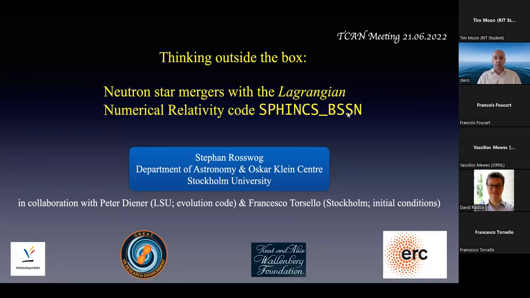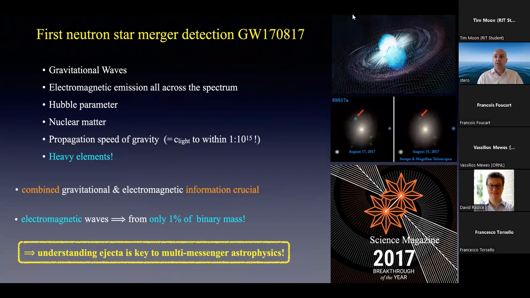So, well, let's maybe just start. I don't think I have to introduce terribly much about why this is an important topic. We all probably know about this first double neutron star merger detection. And that was wonderful because we have really learned a lot. Gravitational waves and electromagnetic emission were detected, and the Hubble parameter was determined. We got some constraints on nuclear matter, very strong constraints on the propagation speed of gravity. And of course, one of the things that we're very much interested in is the formation of heavy elements. And the crucial thing is, of course, that we had both gravitational waves and electromagnetic waves.